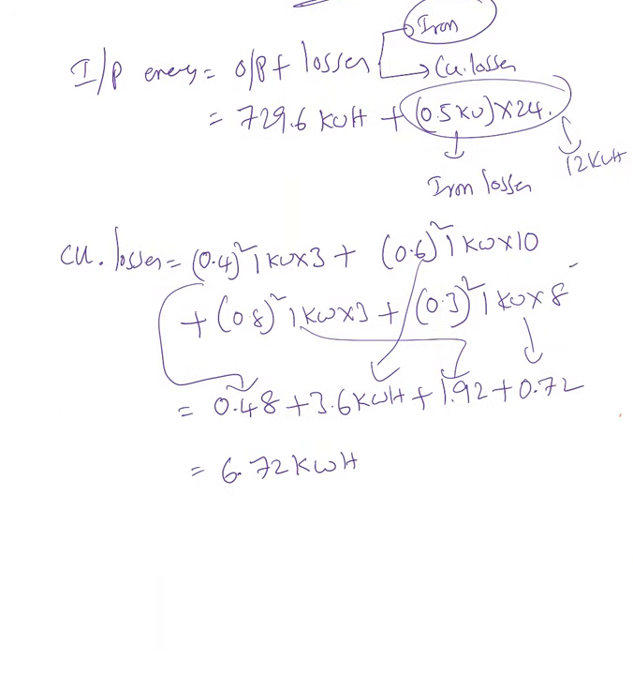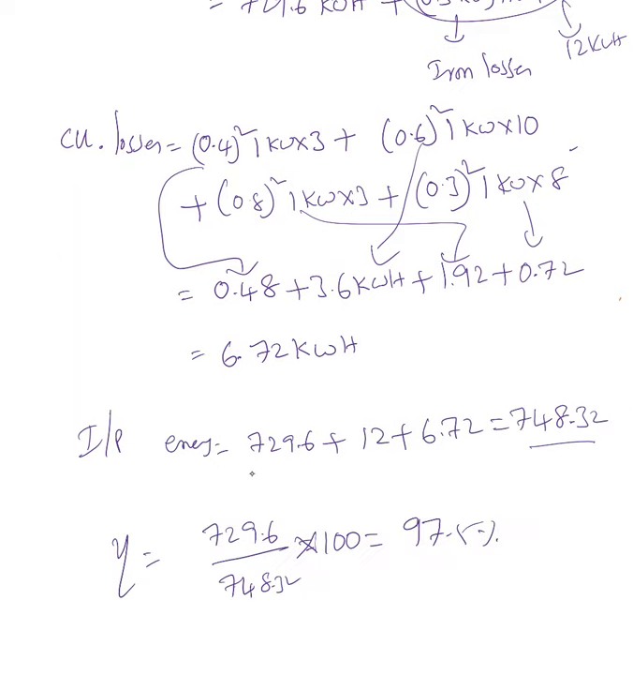So what is the input? The input energy we are giving is 729.6 plus 12 plus 6.72. The 729.6 is the output energy, this is the iron losses, and these are the copper losses. So the total must be 748.32. So 729.6 over 748.32 times 100 is 97.5%. So it's wasting around 2.5%.